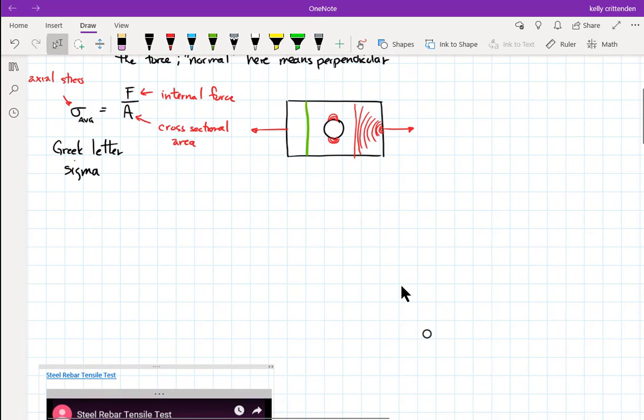This equation, sigma equals F over A, would also apply if we were pushing on things, as far as calculating the stress. The failure would look different when you push on things. But that video is actually a tensile test.